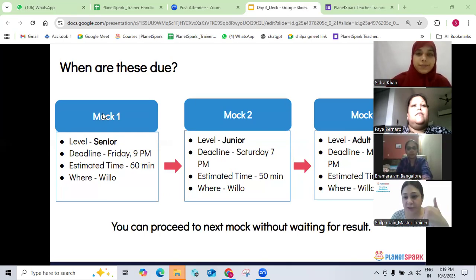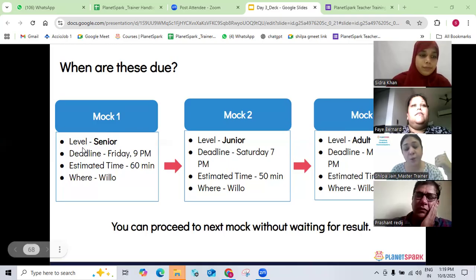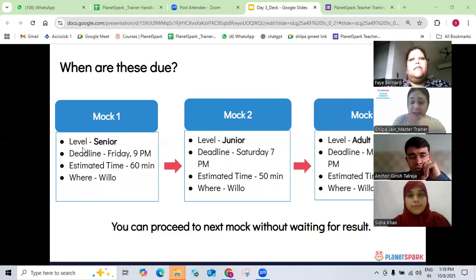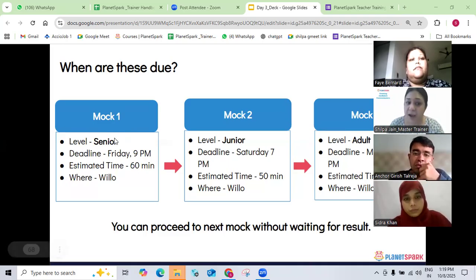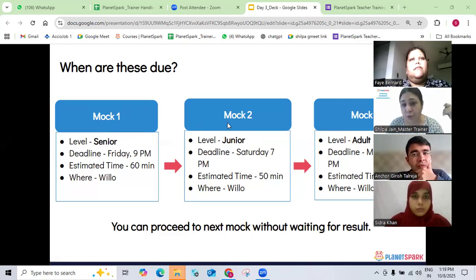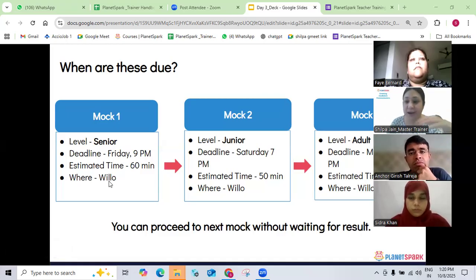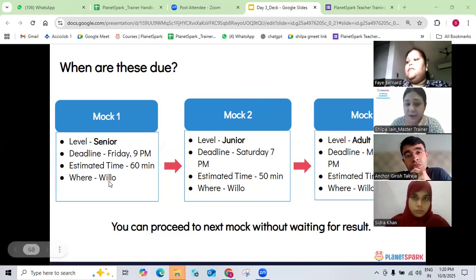So tomorrow, once we cover the parent-teacher interaction, because in the mocks, questions would be related to interaction with the child and interaction with the parent. Both would be there. So attend tomorrow's training program. After that, you can start attempting mock 1 and mock 2, but not mock 3. That you'll do after attending Friday's training program. Estimated time 60 minutes. I'll come back to it. Where would it be conducted? On the Willow platform. The same platform where you gave your interviews. On the Willow platform, there won't be any child, there won't be any parent. You just have to assume that there is a child and there is a parent. It would be a one-way interaction.